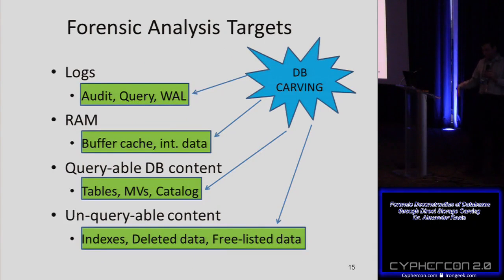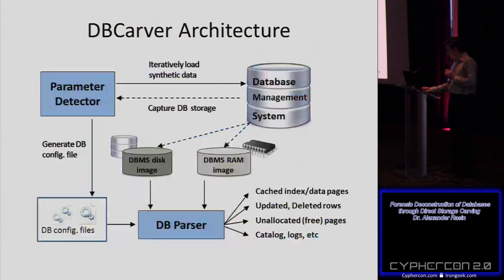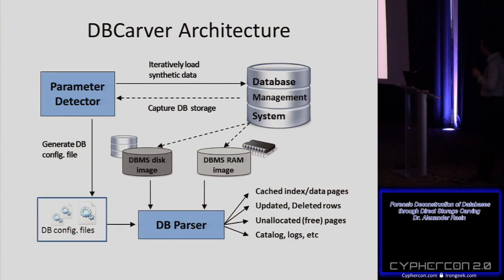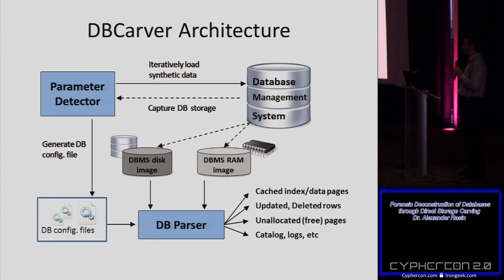And so once you step back and actually look at the storage as a big collection of database pages, then you can begin to interpret what the storage contains and try to understand what you can learn from it. So we built this tool, dbcarver, as a reference to the file carving process. It consists of two different pieces, the parameter detector and the actual data parsing step. And I'll talk about each one separately.